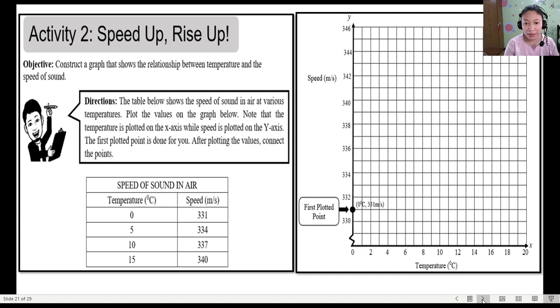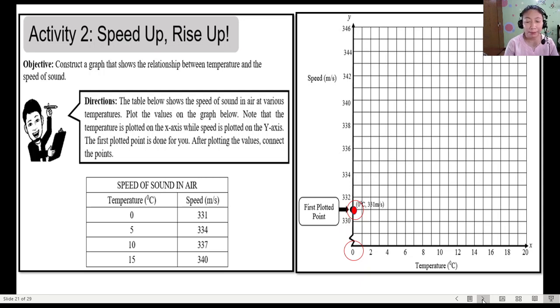Hanapin nyo lang yung 0. Ayan siya. And then, on the y-axis, hanapin ang 331 meter per second. And then, doon natin siya ipaplot. So, ganun din yung gagawin nyo for temperatures 5, 10, 15 degrees Celsius and 334, 337, and 340 meter per second. So, hahanapin lang natin sila sa x and y axis.